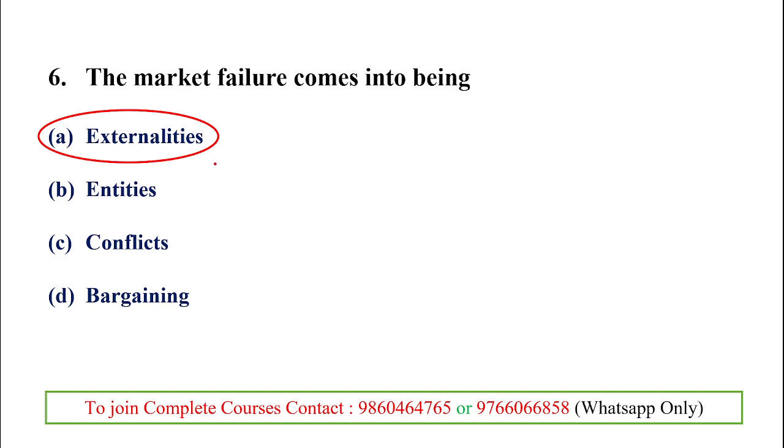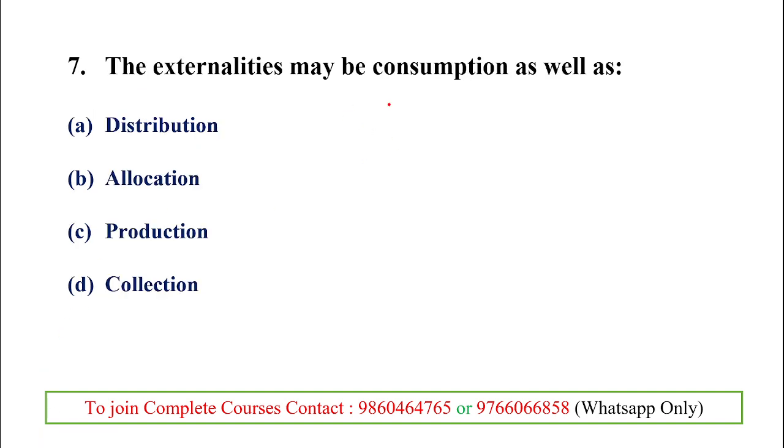Externalities, in simple words, are the effects of production and consumption of goods and services which are not reflected in the prices charged for the goods. The next question is related to externality, the same thing. Externalities may arise from consumption as well as production. Both factors, consumption and production, are sources of externality.